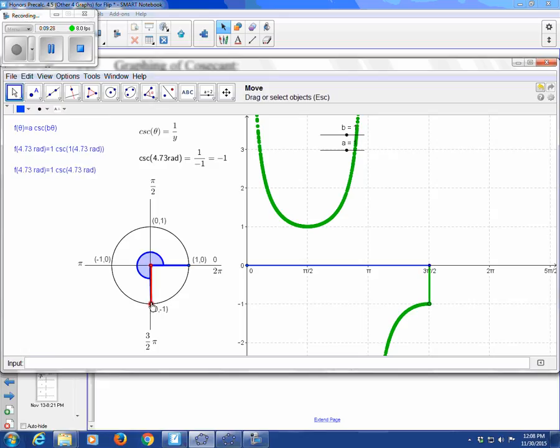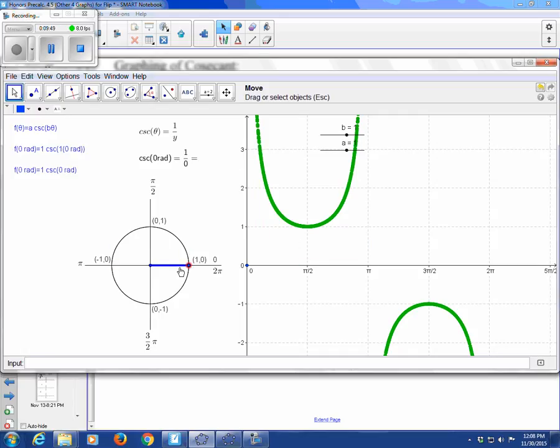And as we rotate past 3/2 pi, the y values on the perimeter of the unit circle are going to get closer and closer to 0 from the negative side, taking our graph back down into the vertical asymptote at 2 pi. And this is a graph of cosecant.